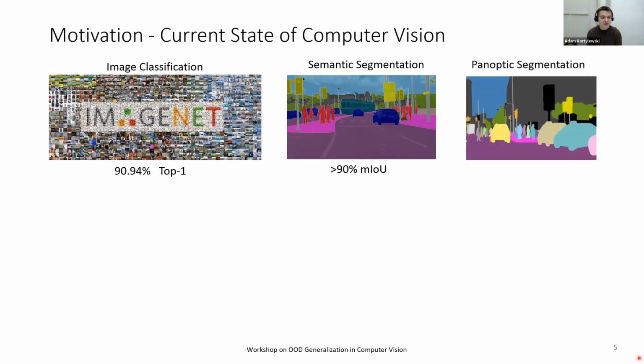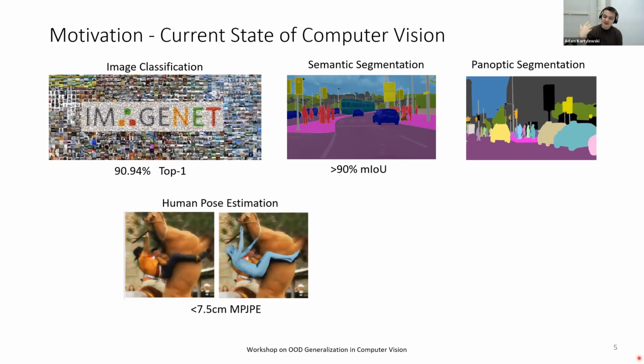We do things like panoptic segmentation, which is an extremely challenging task. We not just do semantic segmentation, but also want to label individual instances. That seems to work quite well. We achieve human pose estimation far beyond human capabilities, down to 7 centimeters from a monocular image.